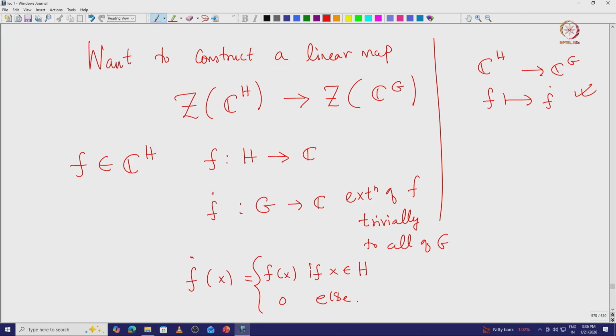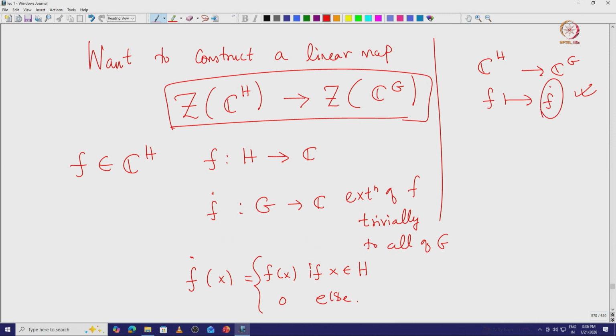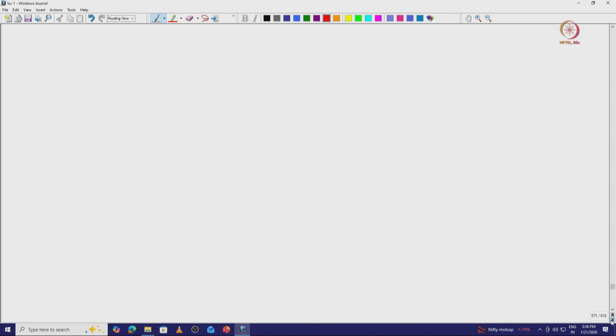Now, we want a map from the space of class functions to the space of class functions. For that purpose we need to be a little bit careful, because it is clear that the trivial extension f dot is not going to be a class function if you start with a class function f. So, we have to modify the definition. This is where the induction comes into play.